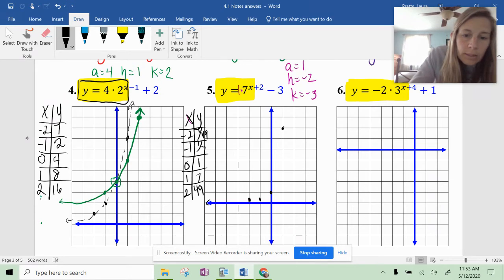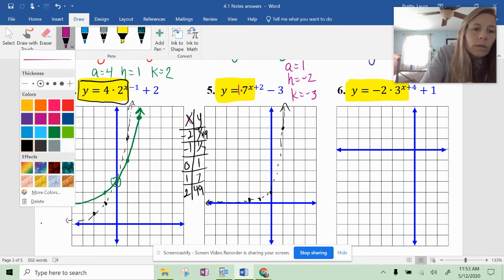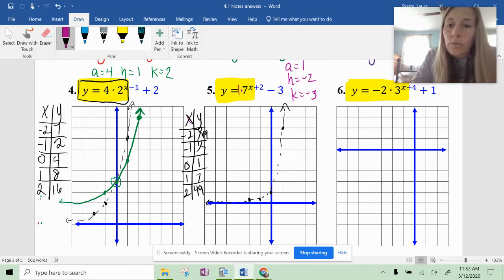Okay, so you see the asymptote of every parent function is always at the x-axis, and it's kind of going up. So now we can use our little shifting to get the points on the actual graph. So we're shifting them each 2 to the left and 3 down. So 2 to the left and 3 down.